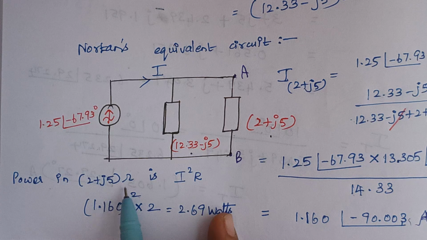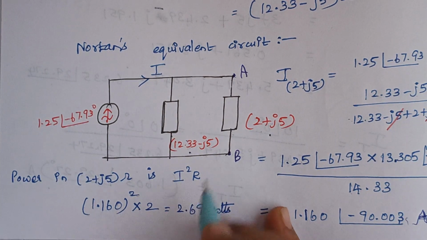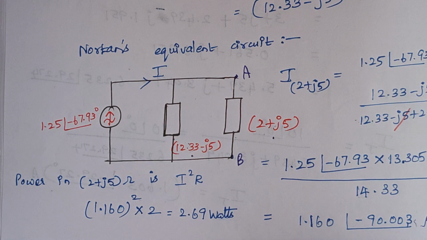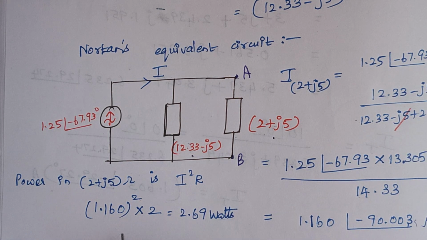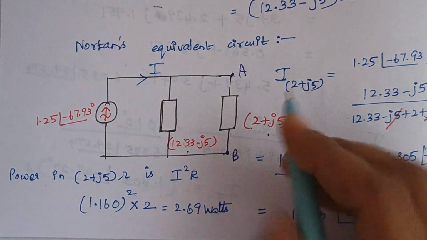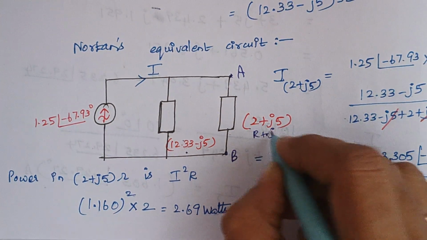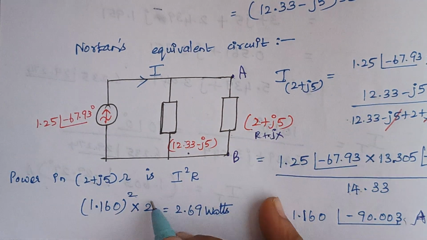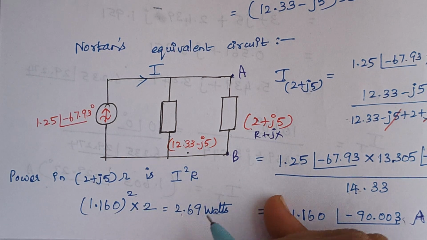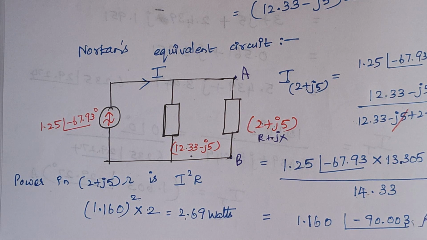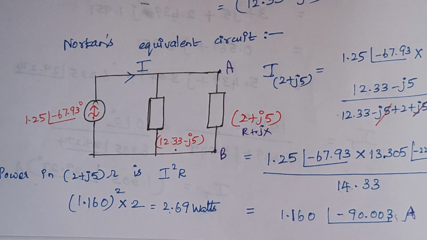Therefore, the formula for power is nothing but I square R. We know the value of I, right? So here in this case, considering magnitude is enough. So I square into the value of R. So what is the value of R? This is R plus Jx, right? So here the value of R is 2. So just substitute the value here, and finally the answer is 2.69 watts, right? This problem gets over here. We will proceed with the next one.